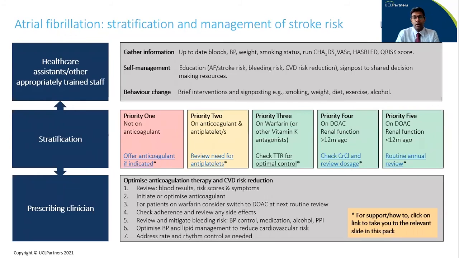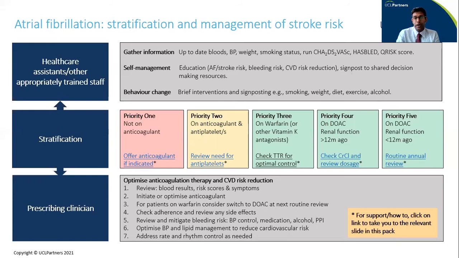This is an example of our AF risk stratification tool. We have provided search tools for EMIS and System 1. Once the search tools are run on your clinical system for AF, you will have 5 categories. Priority 1 are patients who are coded as AF but not taking anticoagulation. Priority 5 are patients who are coded as AF and taking a direct oral anticoagulant and have appropriate monitoring in place. The second priority group include patients who are taking anticoagulation and also antiplatelet concurrently, and this is just a safety check for these patients.